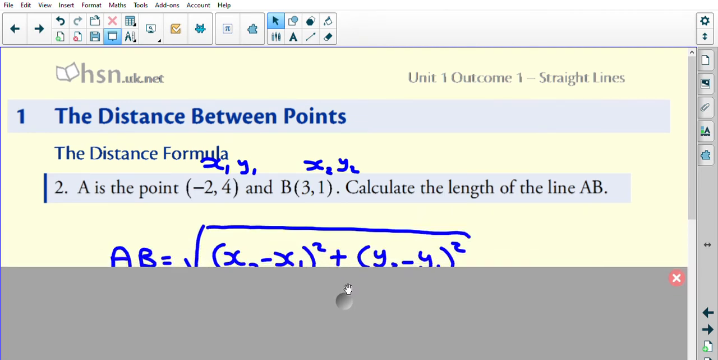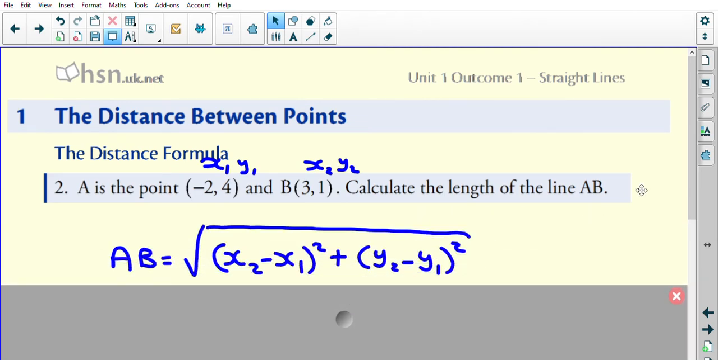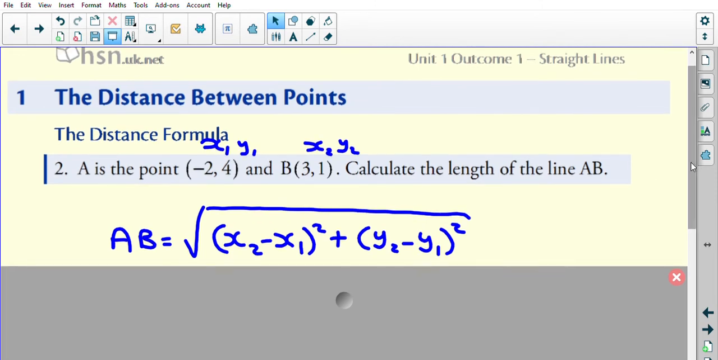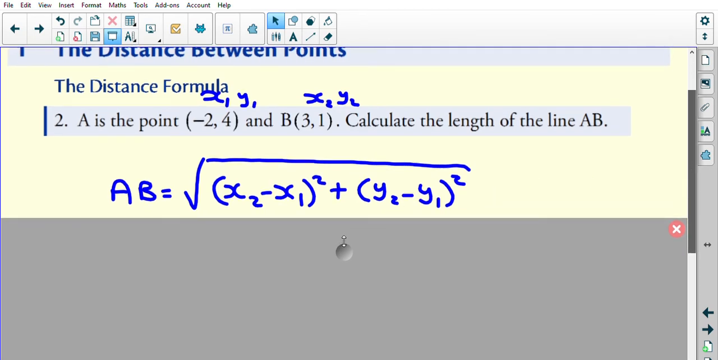We're then going to show the appropriate working. To work out the distance of the line AB, or the length of AB, we're going to write down our distance formula, which we've just seen on the last page. It's the square root of x2 minus x1 squared plus y2 minus y1 squared. To follow the best line of working, we put in our values first.